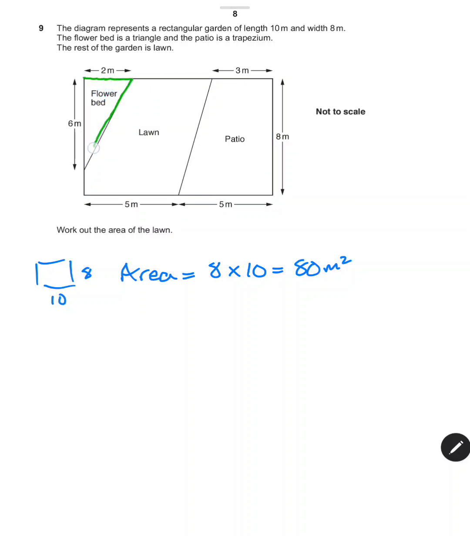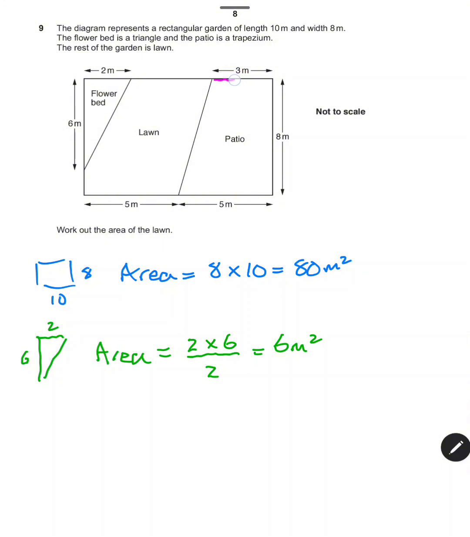There is also a flower bed in the shape of a triangle, so we can work on that. And we know that's 2 across and 6 up. The area of a triangle is base times height divided by 2. So I'm going to do 2 times 6 and divided by 2. 2 6s are 12, divided by 2 is back down to 6.